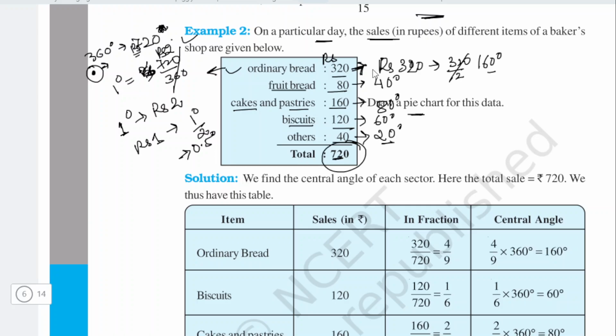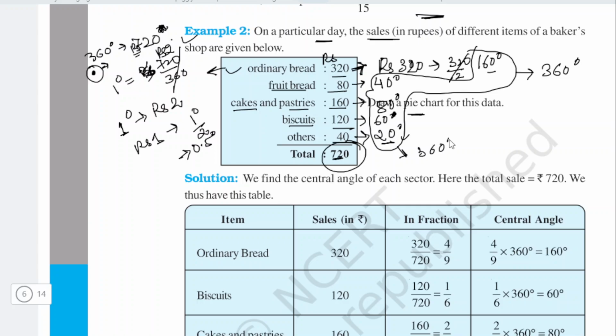Okay. If you add all these degrees, 160 plus 40 plus 80 plus 60 plus 20, they should be equal to the complete circle, that is 360. Now check it out. 160 plus 40 is 200. 200 plus 80 is 280. 280 plus 60 is 340. 340 plus 20 is 360.